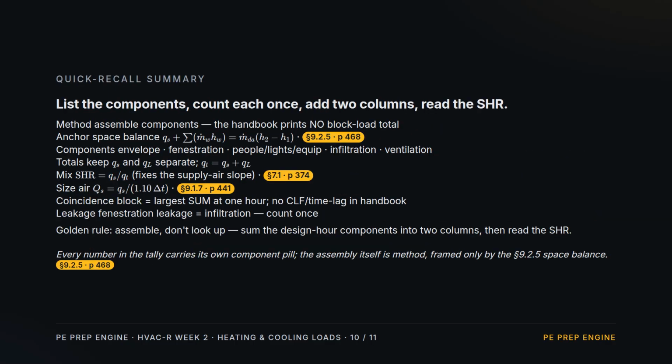Quick recall. A block load is a method, not a formula. The handbook prints no total, only the space balance that justifies summing. List the components: envelope, fenestration, internal, infiltration, ventilation. Keep sensible and latent in separate columns. Add each, and the total is their sum. The ratio is sensible over total, and its size is the air.